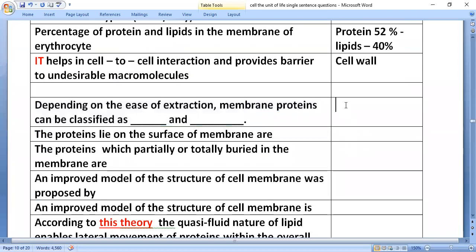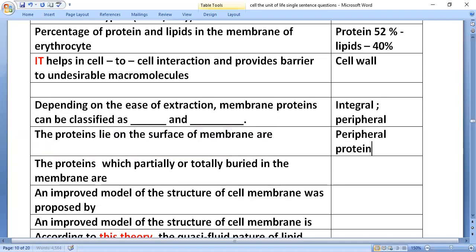Depending on the ease of extraction, membrane proteins can be classified as integral proteins and peripheral proteins. The proteins that lie on the surface of the membrane are peripheral proteins. The proteins which are partially or totally buried in the membrane are integral proteins.